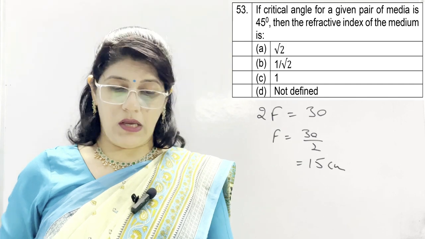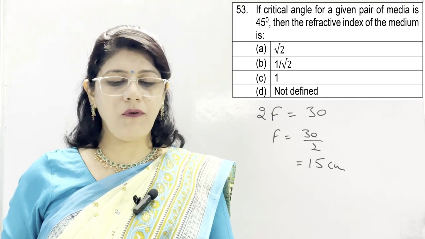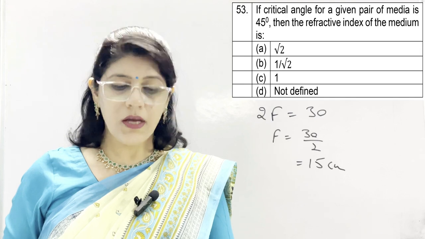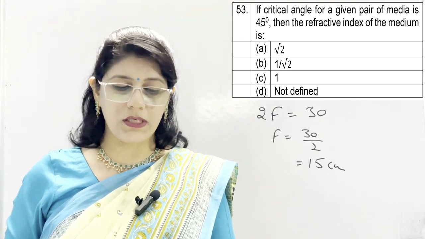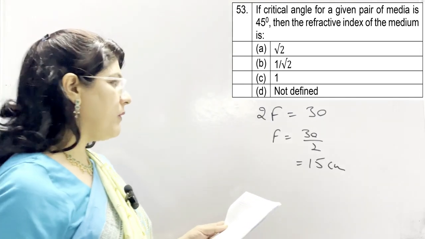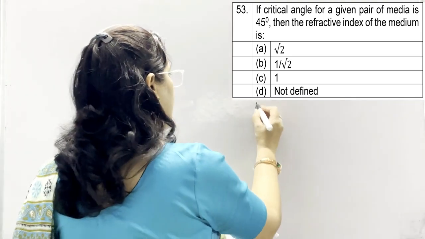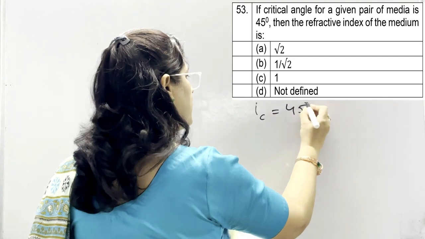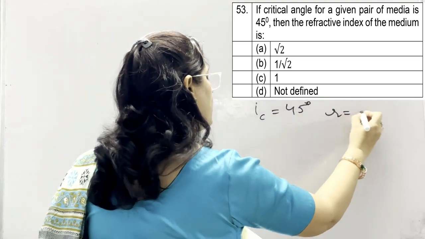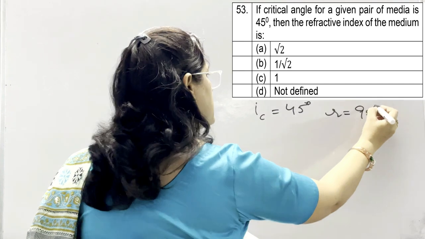Question number 53, if critical angle for a given pair of media is 45 degree, then the refractive index of the medium is, here we know the definition of critical angle. If angle of incidence is 45 degree, then angle of refraction is 90 degree.